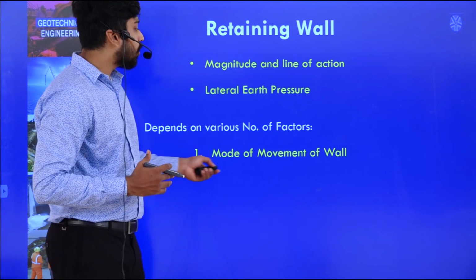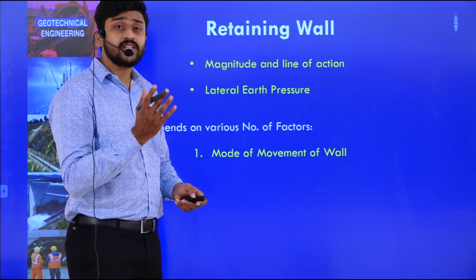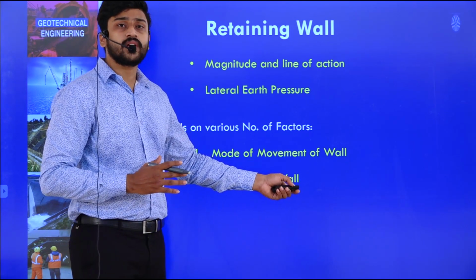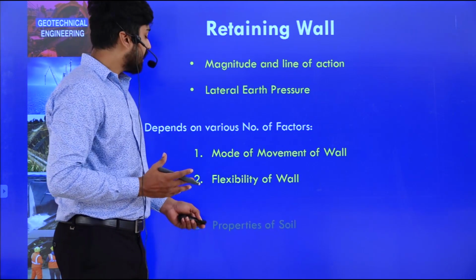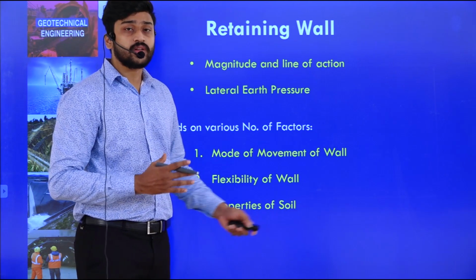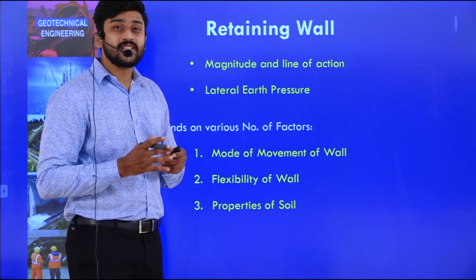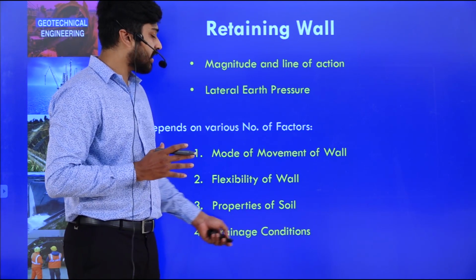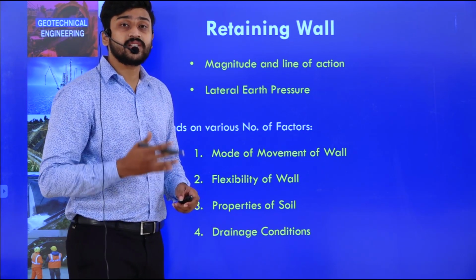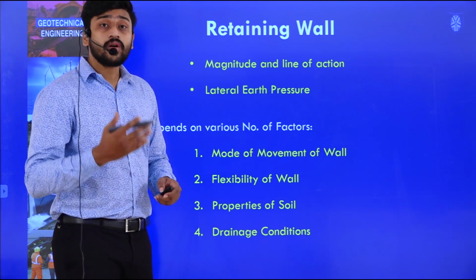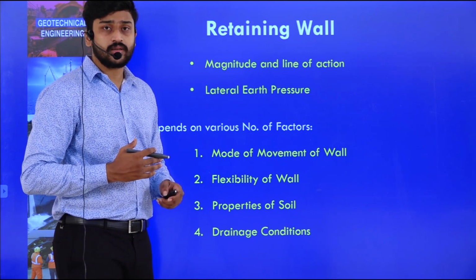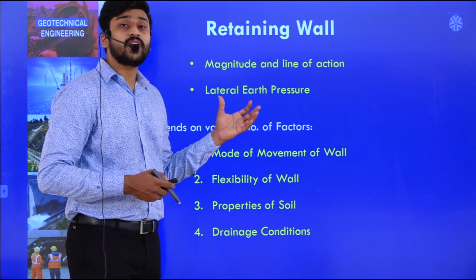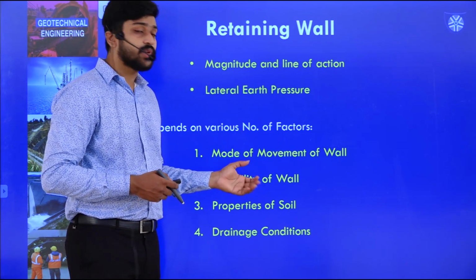One is the mode of movement of the wall, that means in which direction the wall is moving. Another is the flexibility of the wall, and then the properties of the soil. Whatever soil the retaining wall is resisting, that is also one of the factors. Apart from that, the drainage conditions, that means whether it is in a partially saturated state, saturated state, submerged state or any dry state. These are some of the important factors on which a retaining wall analysis or design is based.